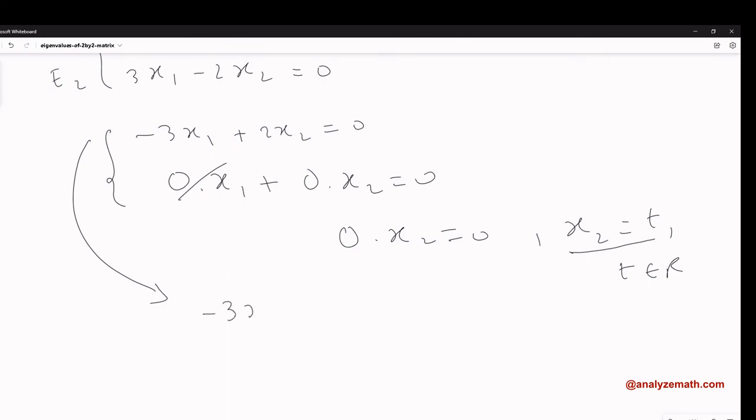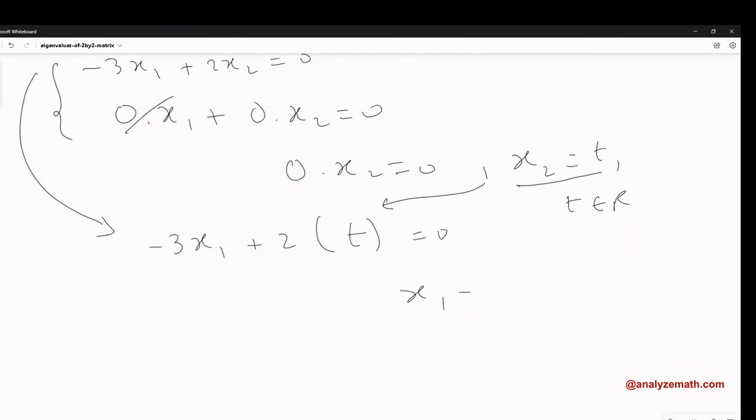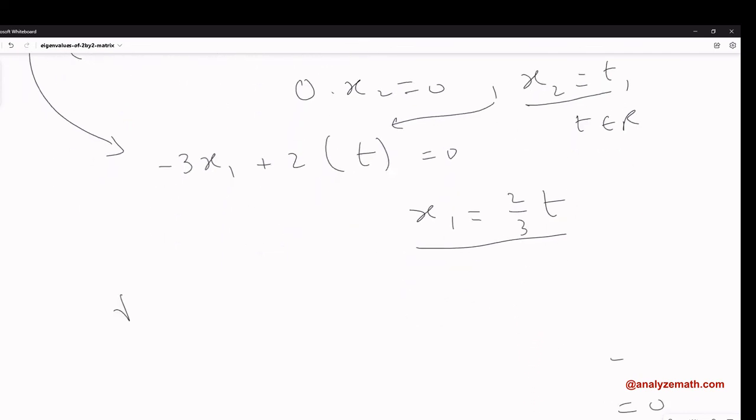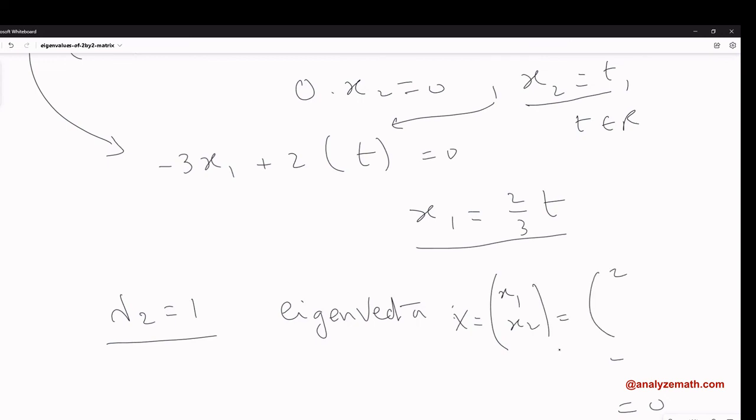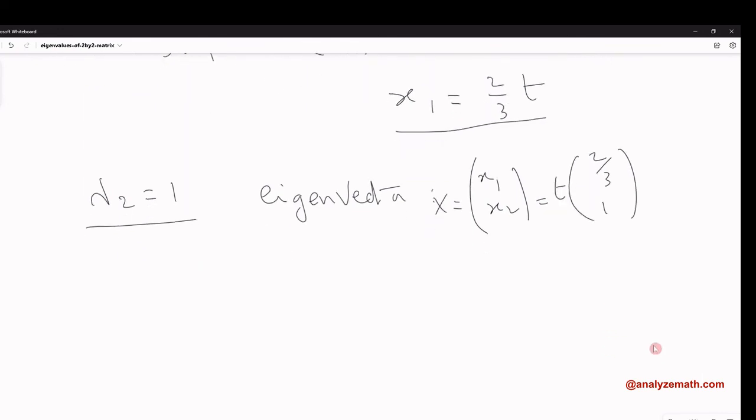Now this gives me minus 3x1 plus 2x2, where x2 I substitute by t, and this equal to 0. When I solve this, it gives me x1 equal to 2 over 3 t. So when lambda 2 equal to 1, for the second eigenvalue, I get the eigenvector x equal to x1, x2, which is equal to 2 over 3 here, 1 here, and we put t here, we multiply there. So this is the second eigenvector corresponding to the eigenvalue 1.